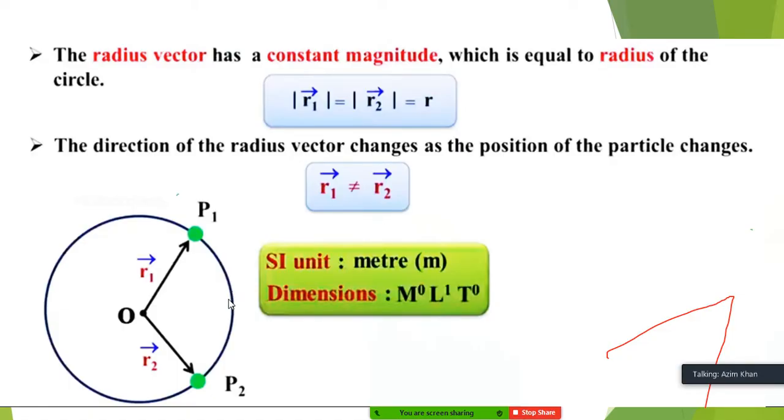So there is the SI unit. Here we are understanding the distance. That is why the unit is represented by meter and the dimension is M0, L1, T0. This part is clear. Radius vector. What do you mean by radius vector?